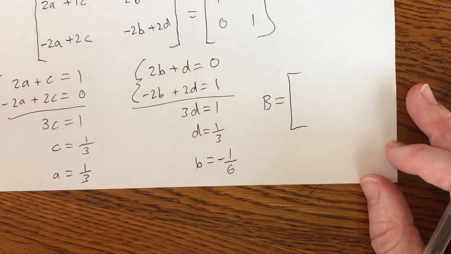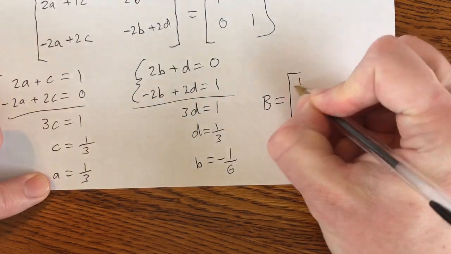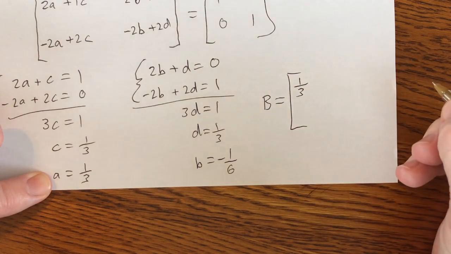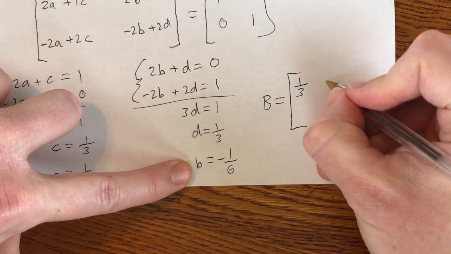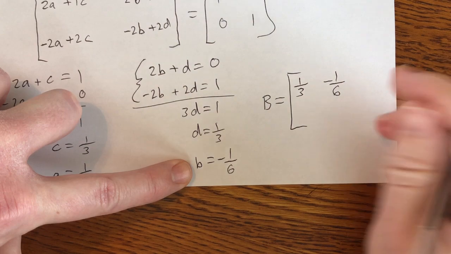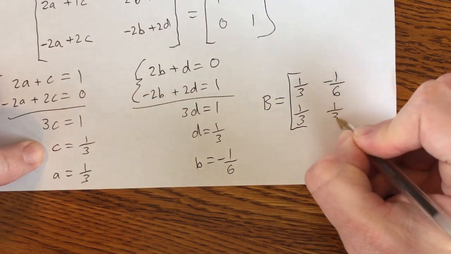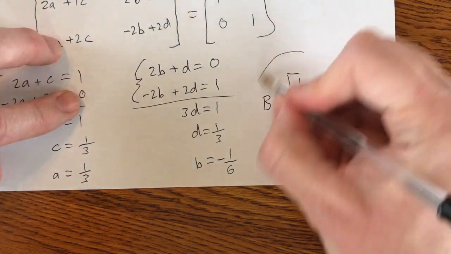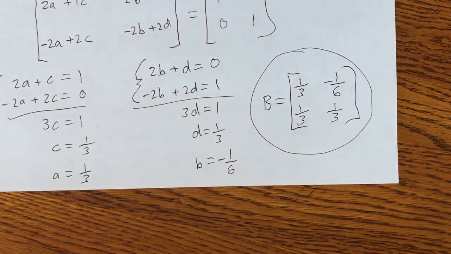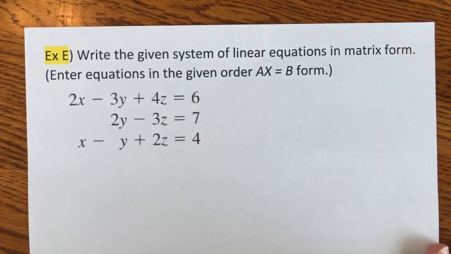So matrix B would be equal to what? There's the A value. There's the B value. There's the C value. And finally, the D value. That is matrix B. Example letter E.